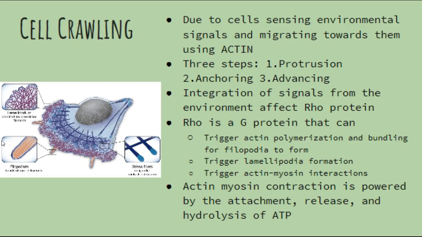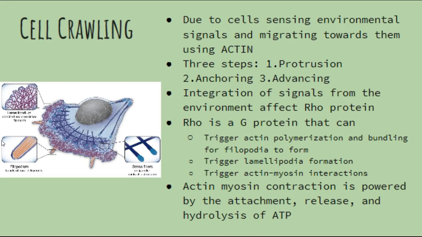The integration of signals from the environment affects a protein called Rho protein. Rho is a G protein that can trigger the actin polymerization and bundling for filopodia to form. It can also trigger lamellipodia formation, and it can trigger actin-myosin interactions. I apologize already for how I'm probably pronouncing these things. Actin-myosin contraction is powered by the attachment, release, and hydrolysis of ATP.